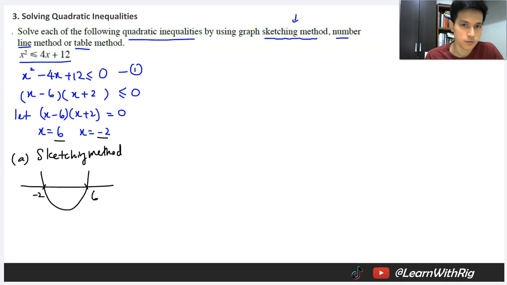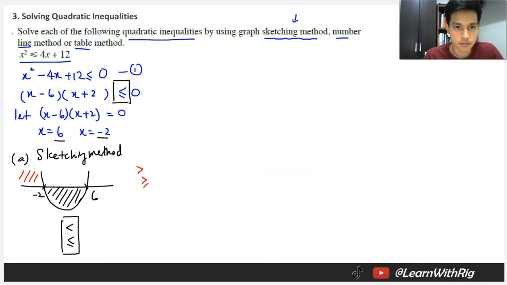Now how are you going to solve this? It's very simple. Just look at the symbol here. If the symbol is less than or less than or equal to, you take the middle section. I repeat, if the symbol is less than or less than or equal to, take the middle section. If it is more than or more than or equal to, take these two outer sections.